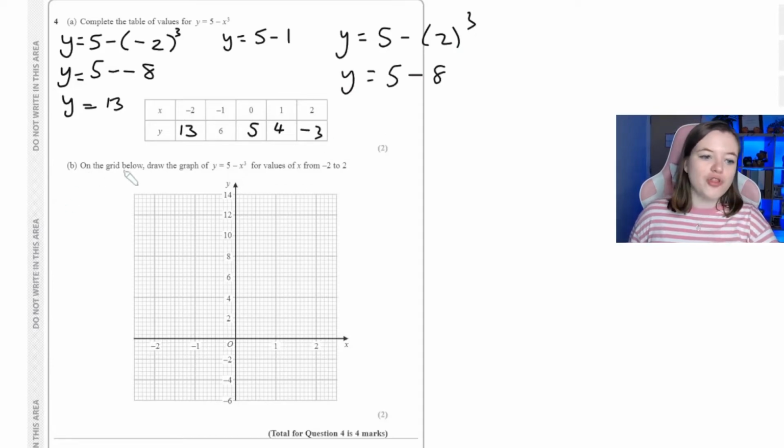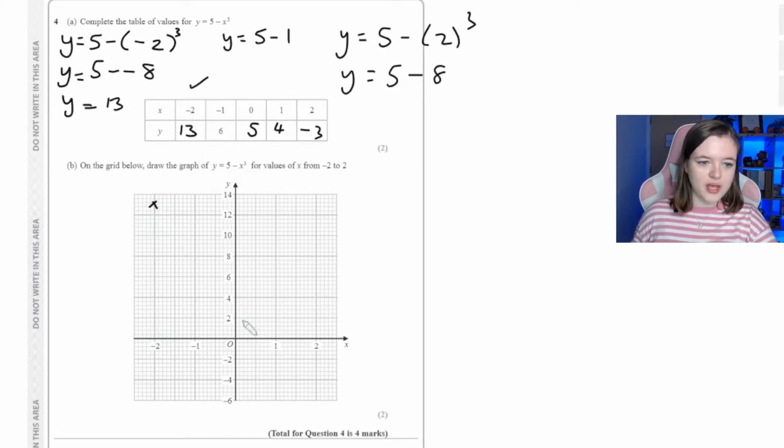Part B. On the grid below, draw the graph of y equals 5 minus x cubed for values of x from minus 2 to 2. So all we're going to do here is just plot these coordinates that we've got. So first coordinate is minus 2, 13, minus 2, and then up to 13, which is about there.